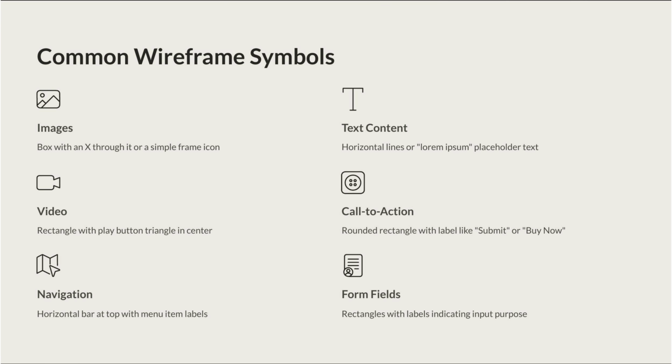Wireframes use symbols to represent elements. Images are boxes with an X. Text is shown as horizontal lines or placeholder text. And videos are rectangles with a play button. Call to action buttons are rounded rectangles with labels. Navigation is a horizontal bar with menu items, while form fields are rectangles labeled for input purposes.